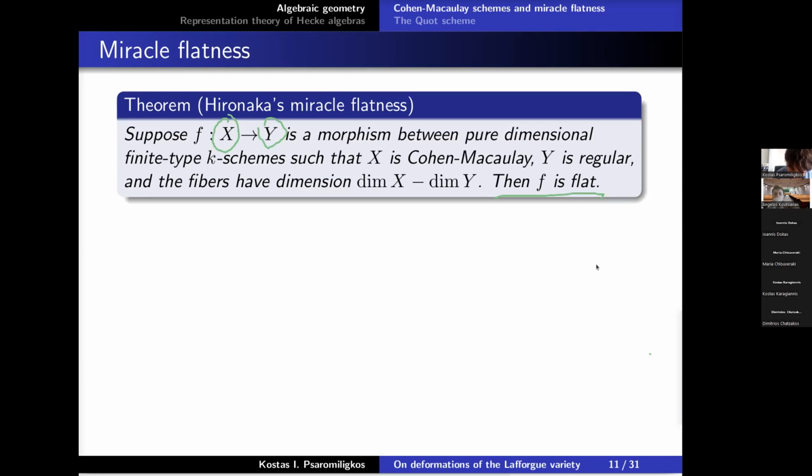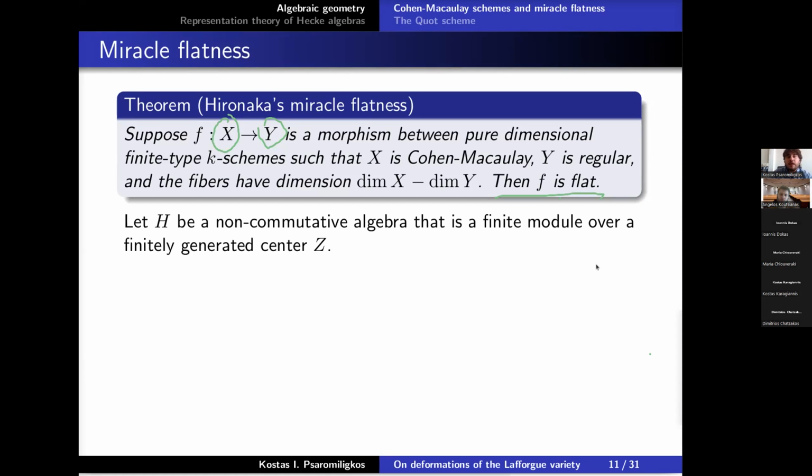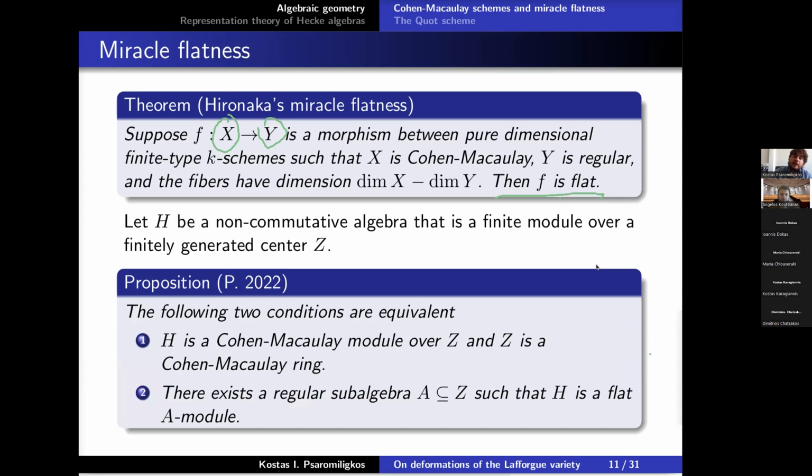If you have such a morphism and f is flat, that's also a way to prove X has to be Cohen-Macaulay. In particular, we will use that next time if you consider some non-commutative algebra that is a finite module over a finitely generated center, then we can get this proposition that H being a Cohen-Macaulay module over the center and Z being a Cohen-Macaulay ring is the same as having some regular subalgebra such that H is a flat A module.